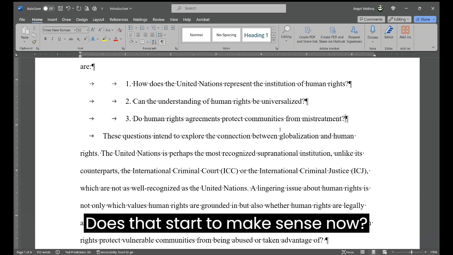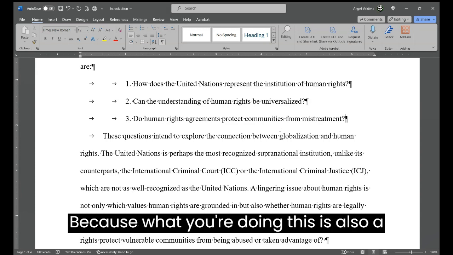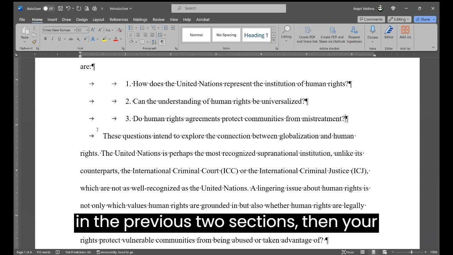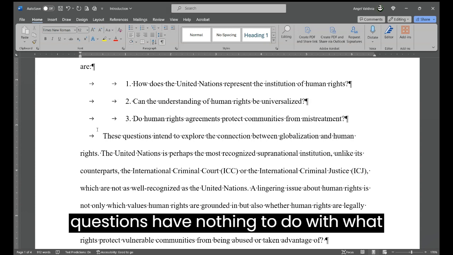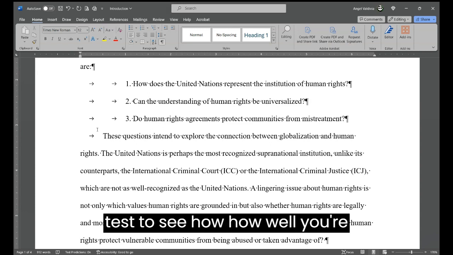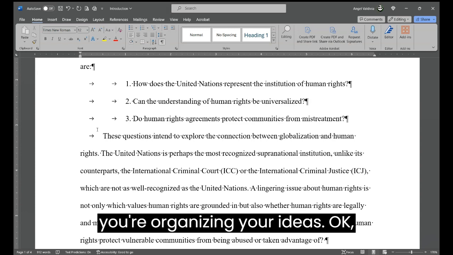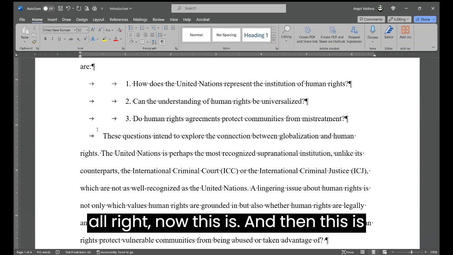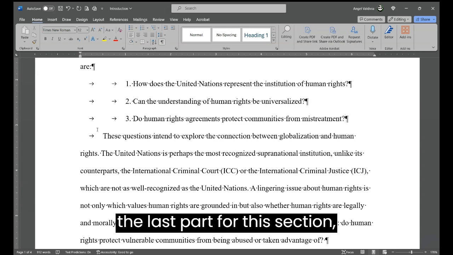So does that start make sense now? Because what you're doing, this is also a check for you. If you can't find what you wrote in the questions and what you wrote in the previous 2 sections, then your questions have nothing to do with what you're trying to talk about. So then you could also look at this as a check or a test to see how well you're organizing your ideas. Okay? All right, now this is the last part for this section.